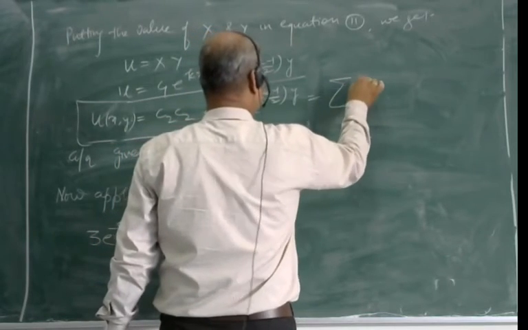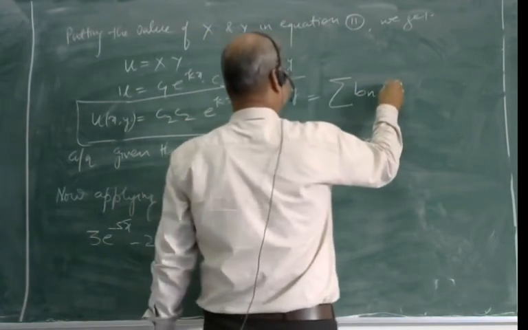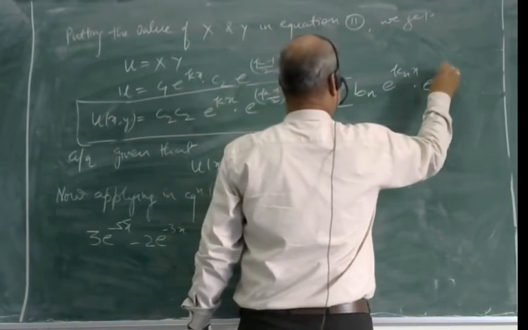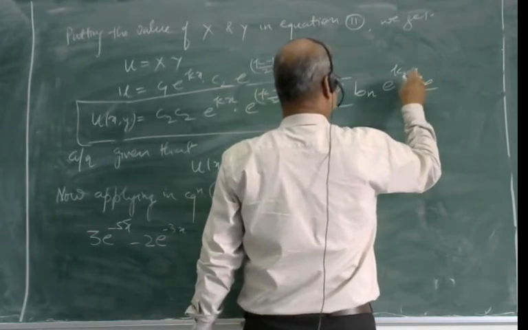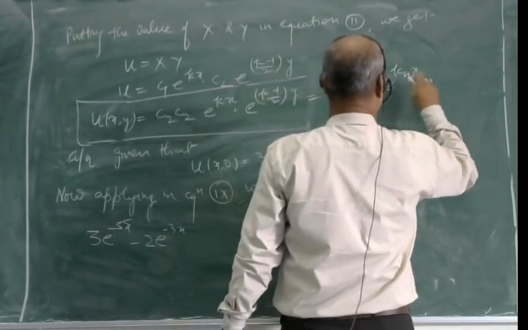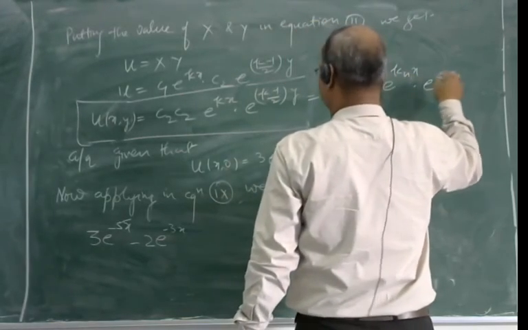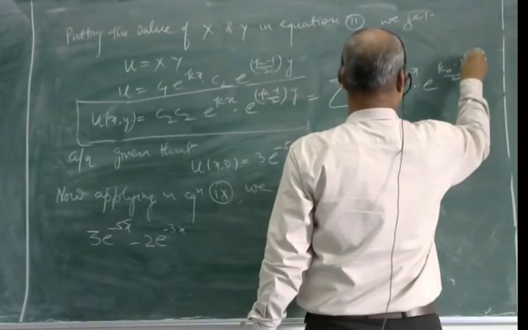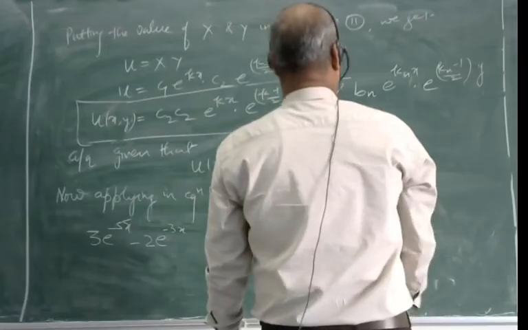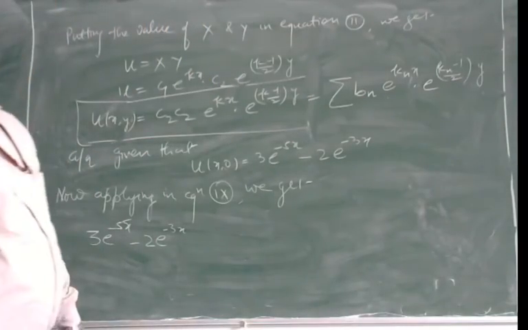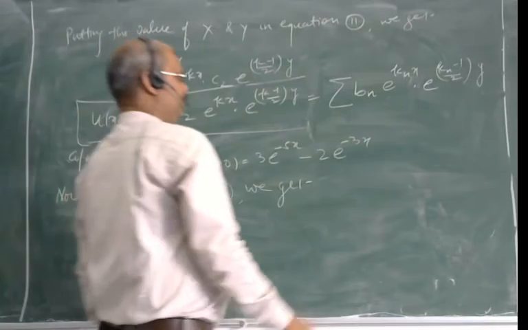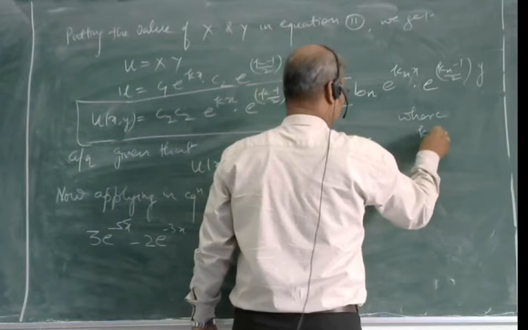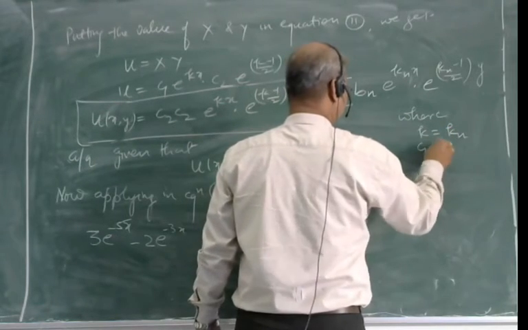Summation Bn e to the power k1 knx into e to the power kn1 and kn plus e to the power kn minus 1 by 2 into 1. Okay, students, we can write here, where k equal to kn and c1 c2 equal to bn.